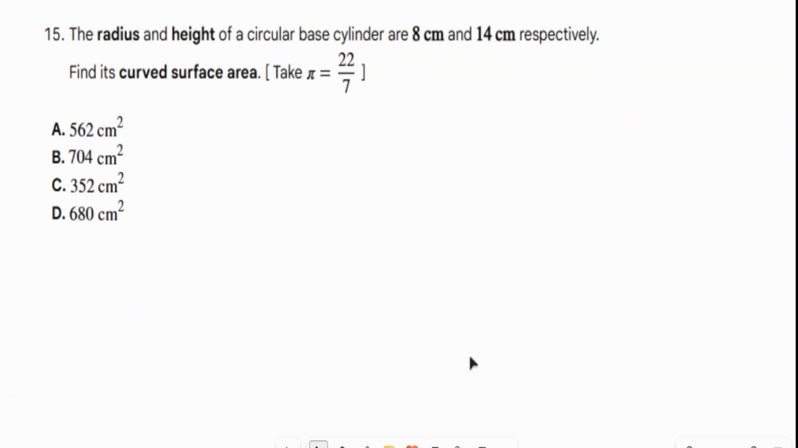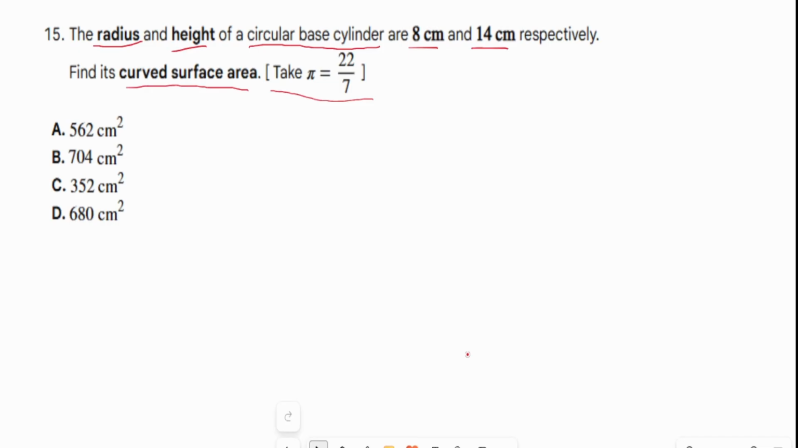Question 15 reads that the radius and height of a circular base cylinder are 8 centimeters and 14 centimeters respectively. Find its curved surface area. Take pi equals 22/7. And the key facts from the problem are, we are talking about a circular base cylinder and the radius is 8 centimeters while the height is 14 centimeters because of the word respectively here. And we're solving for the curved surface area.